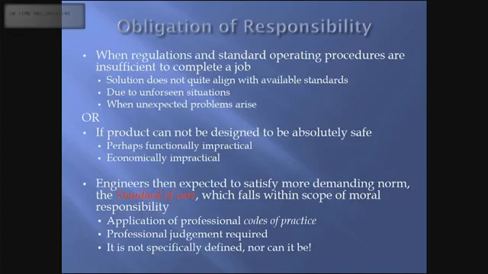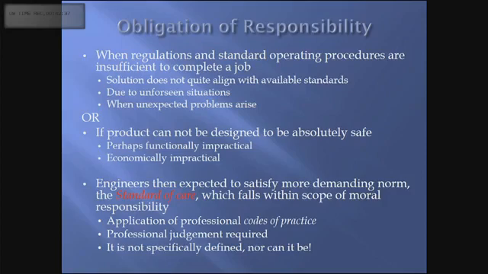Now, obligation responsibility. When regulations and standards relating to procedures are insufficient to complete a job, or the solution does not quite align with the available standards. That's the word I was looking for. The Chinese standard from the mill's documents was not aligning to the ANZUS and the ASME standards. So they had to use some other calculations to prove that, yes, that steel was worthy. Or due to unforeseen situations, when unexpected problems arise. Like sometimes you may be following a standard, but because the cyclone was not planned for, there may be certain things which were not planned for, which may result in some issues. So that's where obligation responsibility arises.